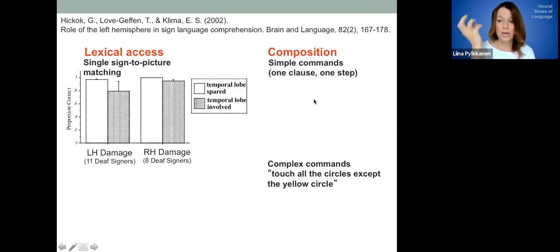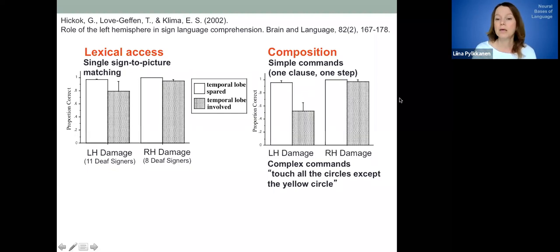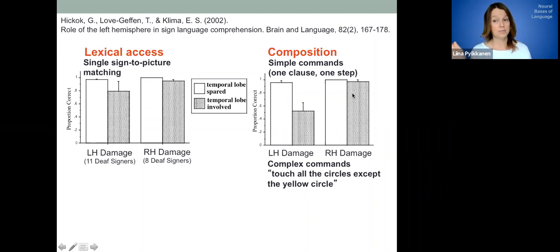What about when we add a little bit more complexity to the task? You have to do lexical access and composition. Now the pattern looks a little bit different. Here again, right hemisphere damaged individuals are great. Nothing is impaired. But now the left hemisphere individuals whose temporal lobe is damaged are doing quite a bit worse, while the ones whose temporal lobe is fine are still almost perfect.